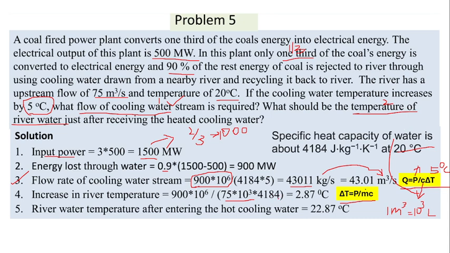So now you have obtained the increase in the river temperature as 2.87 degrees Celsius, and then the river water temperature after entering the hot cooling water is 20 plus this increase. So 20 plus 2.87 is 22.87 degrees Celsius.